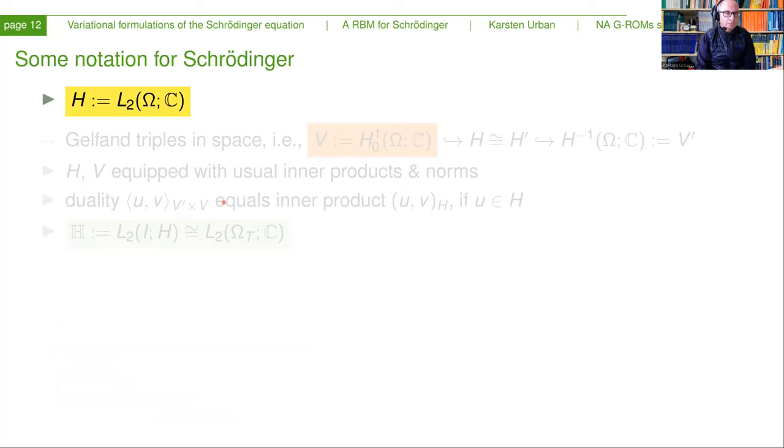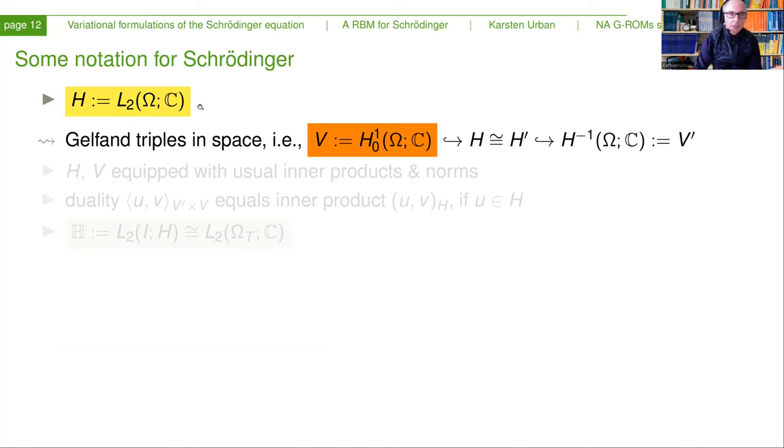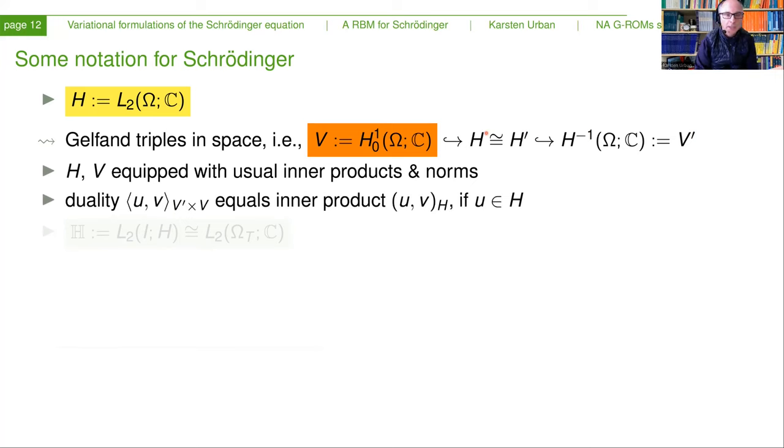So I need some notation. First of all, L2 here is complex valued. So that's a slight difference. We have standard Gelfand triples, again, complex valued. So nothing special, but complex valued. H and V are equipped with the usual inner products and norms. Also the duality. Now, of course, on the right-hand side, you always need the complex conjugate, but otherwise they are simply induced by the inner product in L2. And if you see this double line H here, then I mean L2 with values in H, which you could also write as L2 in the space-time cylinder with complex values. Okay, so this is the notation that I'm going to use.